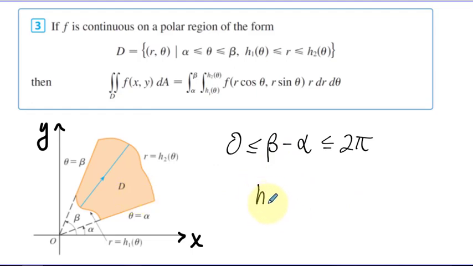Another thing that I want to include here is that h2 as a function of theta is always greater than h1. It's measuring a radius, a distance from the origin. So I want h2 to be the outer bound and h1 to be the inner boundary of this region D, and I want these boundaries to always be non-negative as well, to correspond to some simple region in the plane.